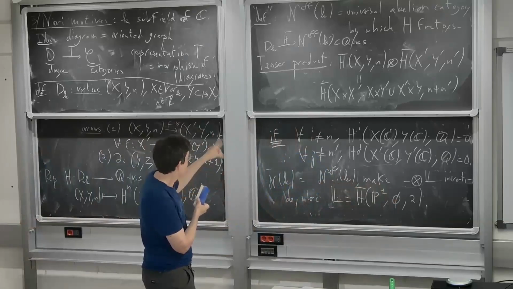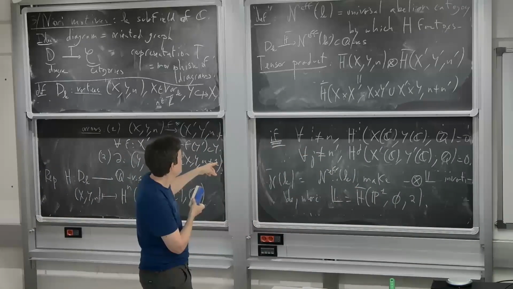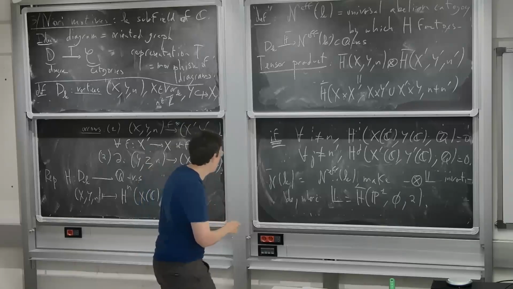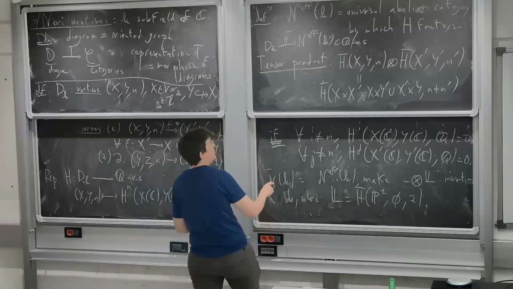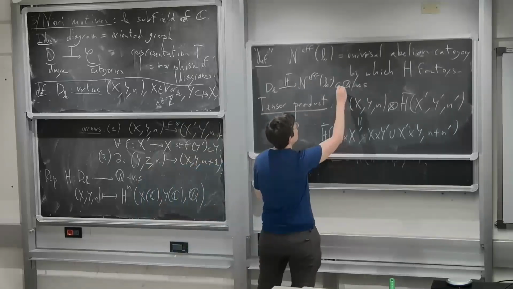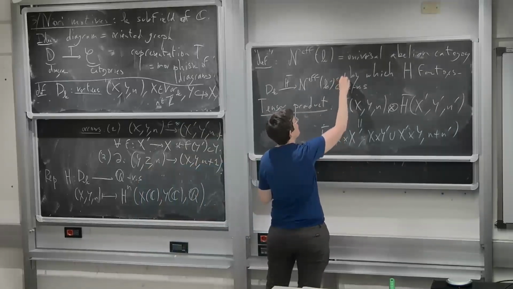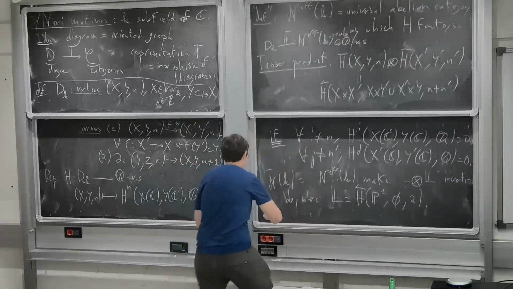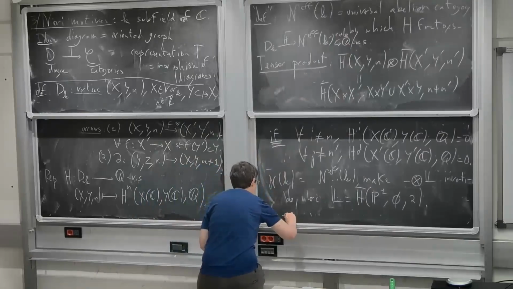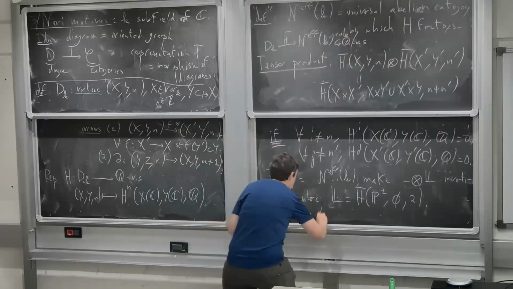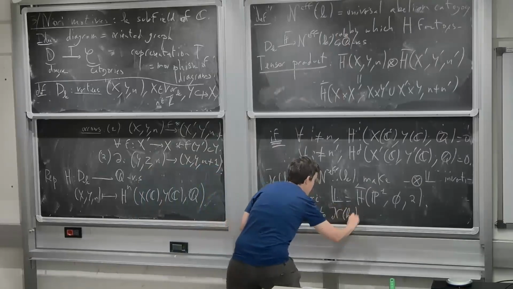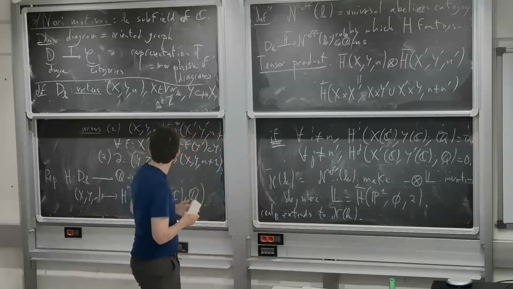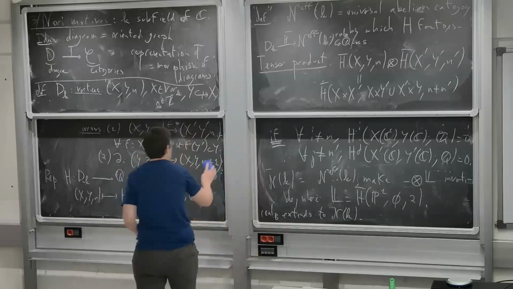And yeah, so that's basically the Nori motive. So here I should say, note that this inclusion into Q vector spaces is basically the Betti realization functor on Nori motives. So this Betti realization extends to the full category, to the category of possibly non-effective Nori motives.